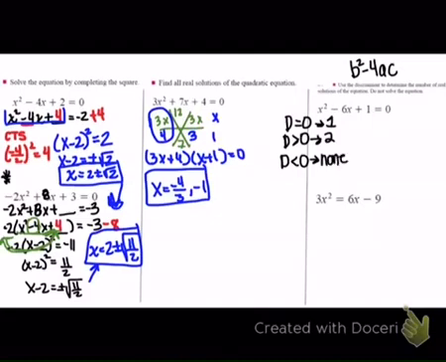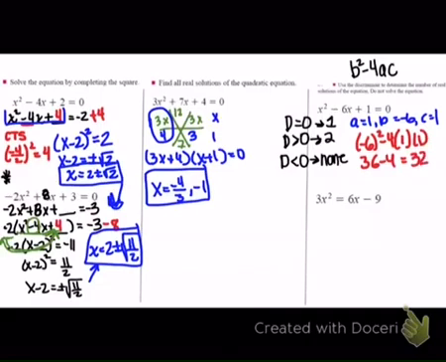In this case, I'm just going to take my a, which is 1, b, which is negative 6, c, which is 1. Again, sorry for my bad penmanship. B squared minus 4ac. 36 minus 4 is 32. 32 is positive, so how many solutions? 2 real.